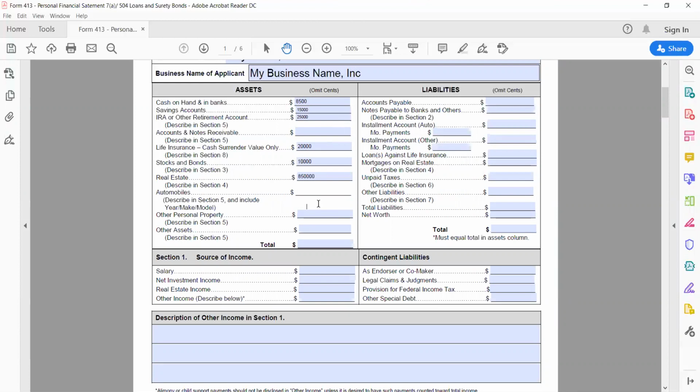Automobiles, this would be a blue book value. So for instance, if I were to try and liquidate my automobiles, maybe I own two of them. These are not leased vehicles. Leased vehicles aren't going to have any value here.